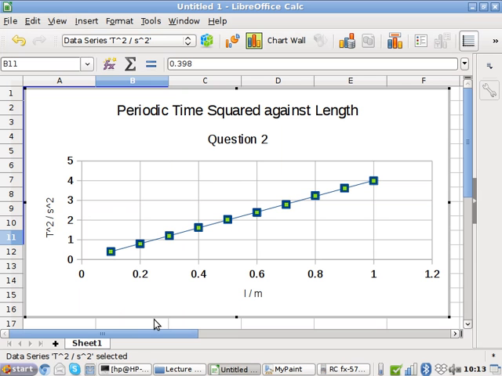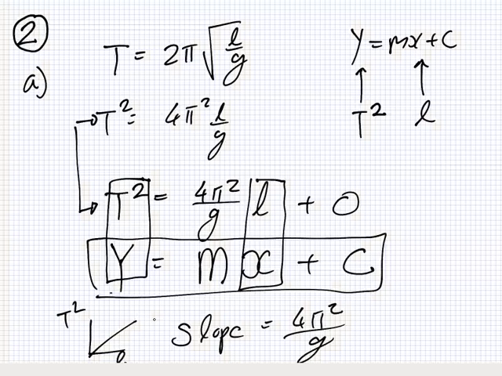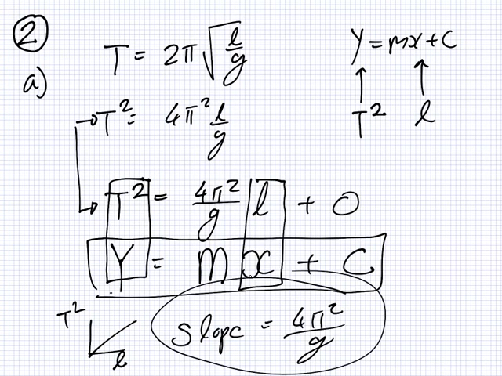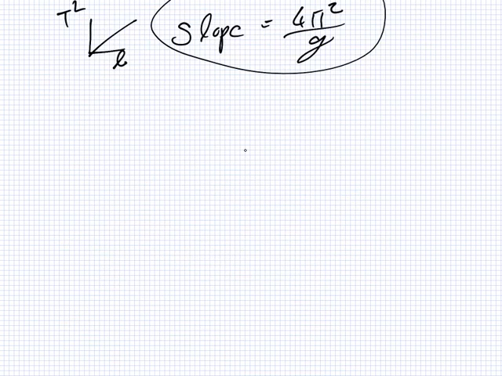So finally, for part D, using your graph, calculate G. How could I do that? Monica, you might know since you did the experiment. Yes, that's it. So remember that we said slope is 4 pi squared over G. So that means G is 4 pi squared over the slope.